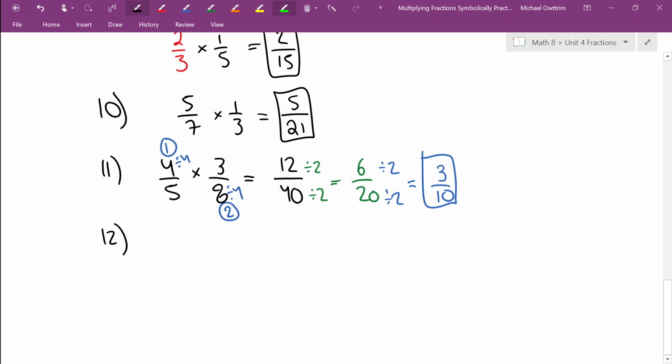Question 12, we got 1/3 times 2/6. 2/6 can divide by 2 top and bottom to simplify. 1 times 1 is 1, 3 times 3 is 9.